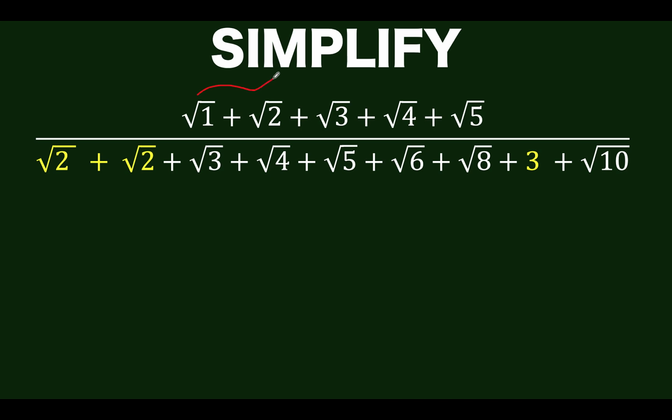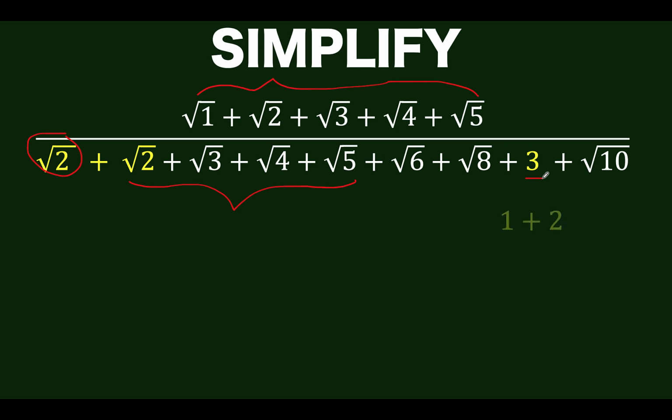Notice that in our numerator, we started with square root of 1, square root of 2, square root of 3, up to square root of 5. And we now have here square root of 2, square root of 3, up to square root of 5. We need to make this square root of 1 so that this part here can look like the numerator. So how can we get a square root of 1 here? We can get that from this 3.